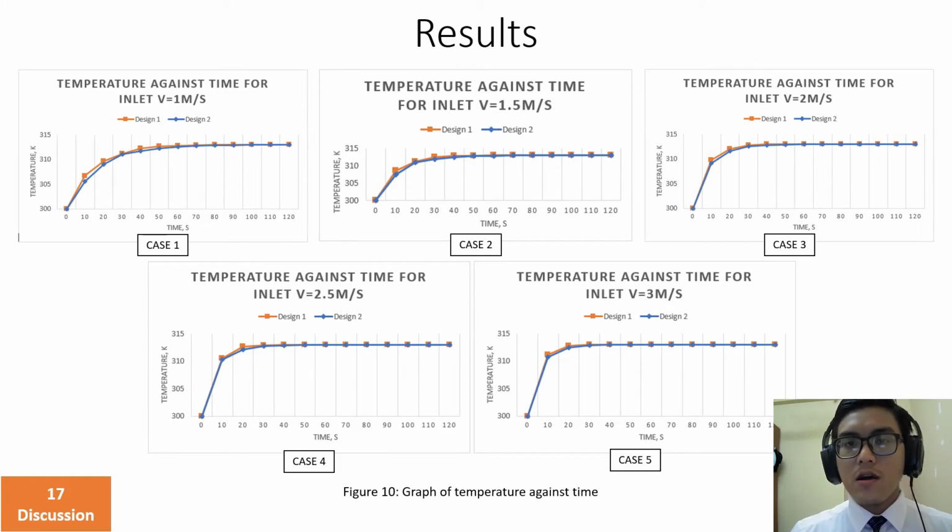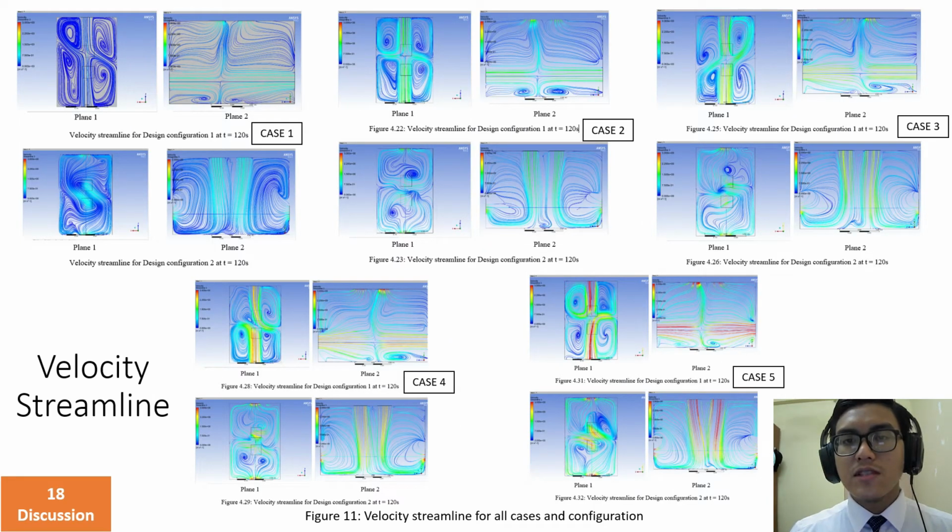From the results, we can see that case 1 has the longest time taken to heat up the heating chamber, followed by case 2, case 3, case 4, and case 5 having the shortest time to heat up the heating chamber. This slide shows the velocity streamline for all cases and design configurations. As we can see, design configuration 1 has better velocity streamline compared to design configuration 2.